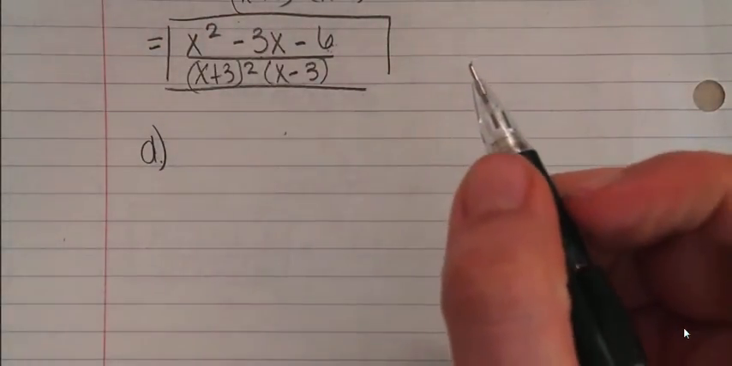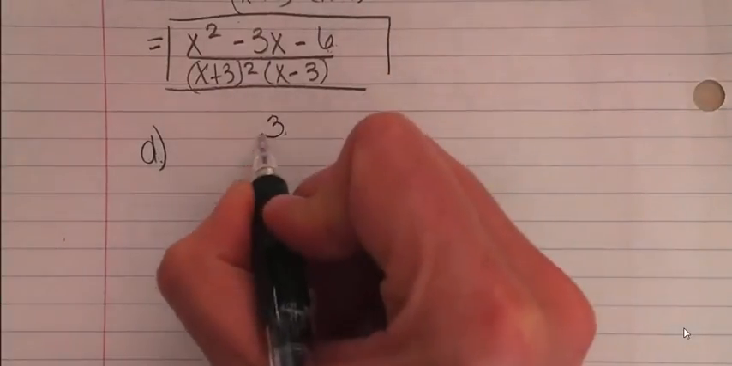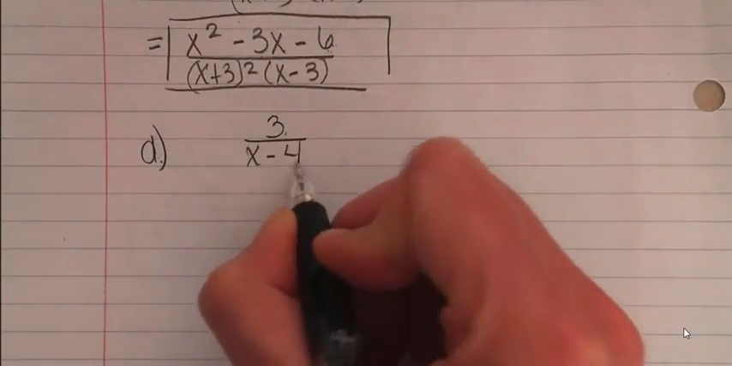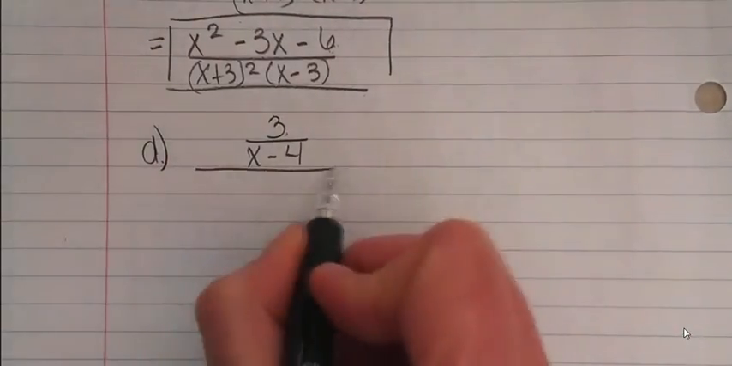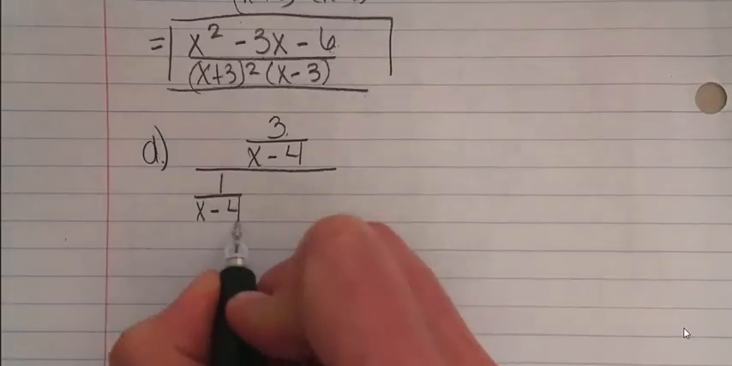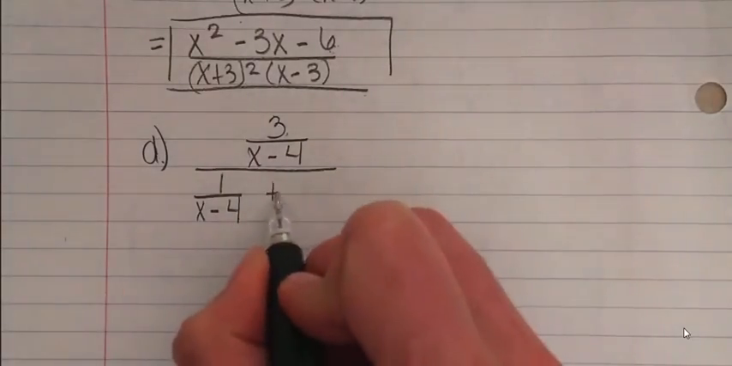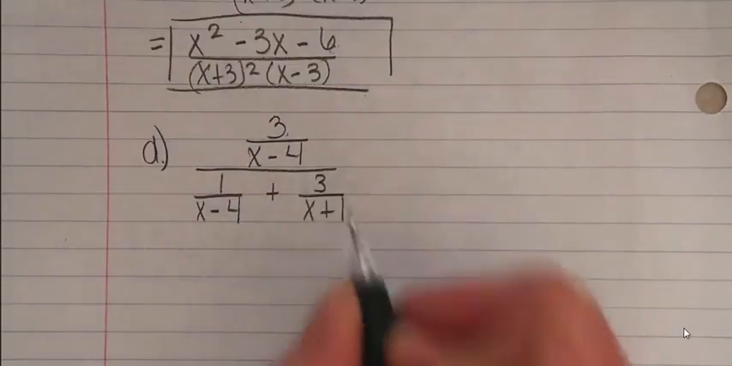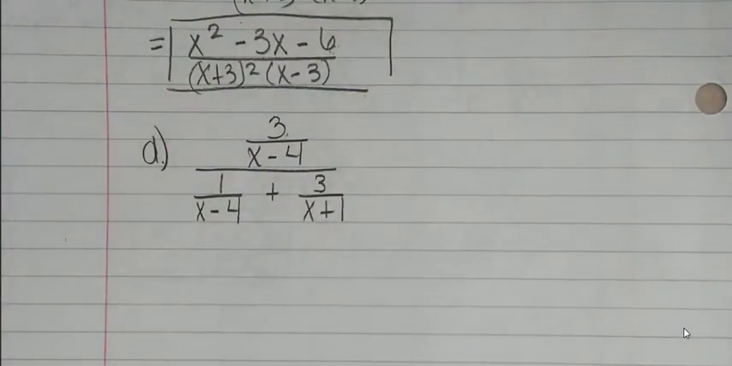Let's see, you're going to have 3 over x minus 4 divided by 1 over x minus 4 plus 3 over x plus 1. Oh my gosh, what a disaster. If you didn't like fractions before, well, you're probably not going to like this much.